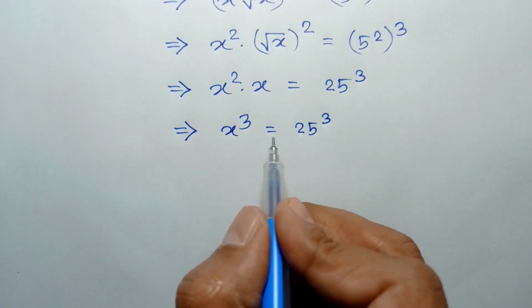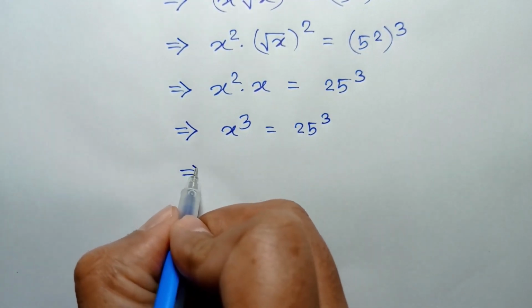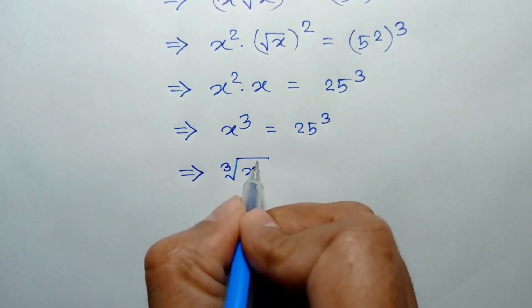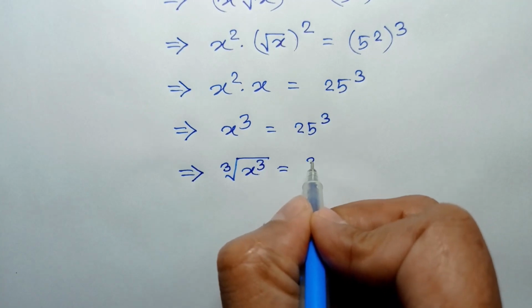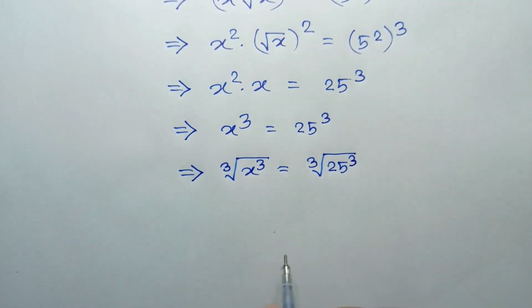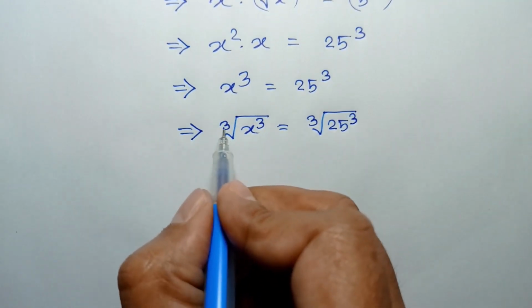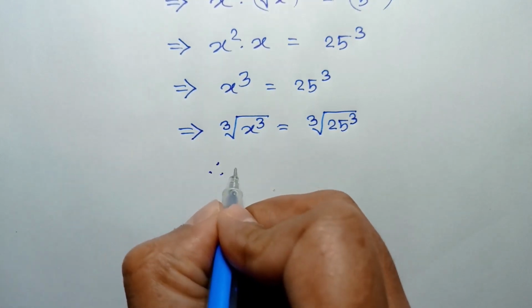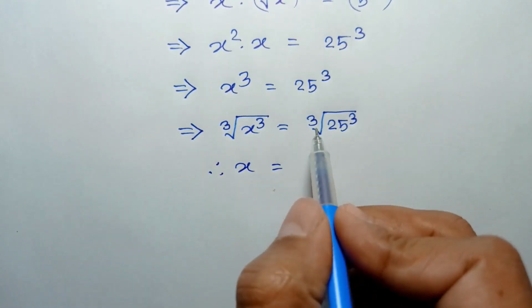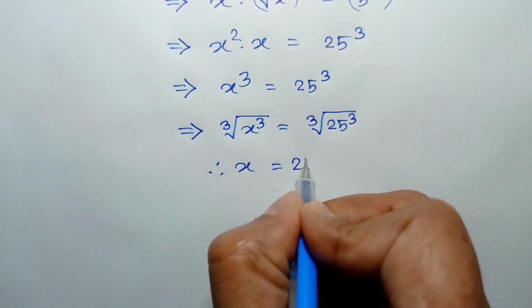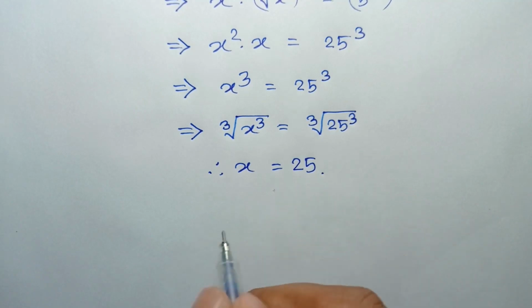Now taking cube root to both sides, we will have cube root of x cube is equal to cube root of 25 cube. Now this cube root and this cube will cancel out, so it will remain x is equal to, similarly this cube root and this cube will cancel out, so it will remain 25. So this is the value of x.